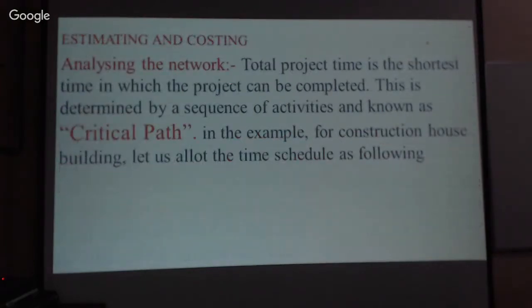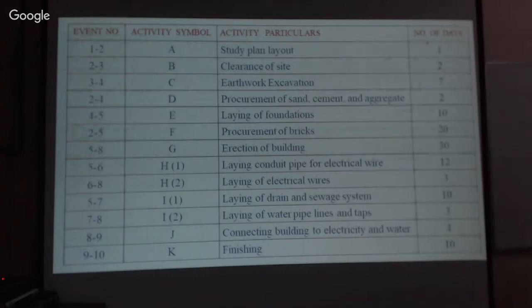Now, analyzing the network, the total project time is the shortest time in which the project can be completed. This is determined by a sequence of activities known as the critical path. Now the task is to find the critical path. In the example of house construction, let us allot the time schedule as shown in the table. You look at the table now. It is the same data we discussed earlier in the previous slide. The same thing we are continuing here.